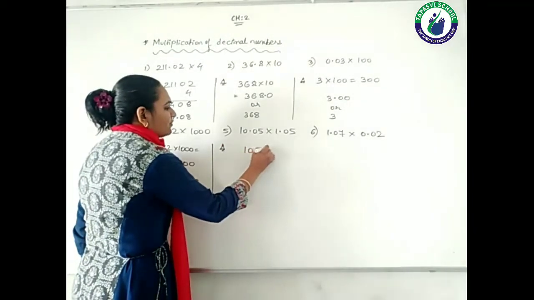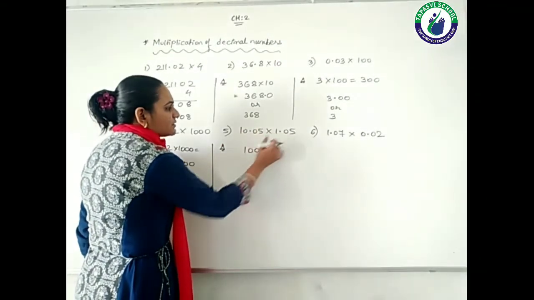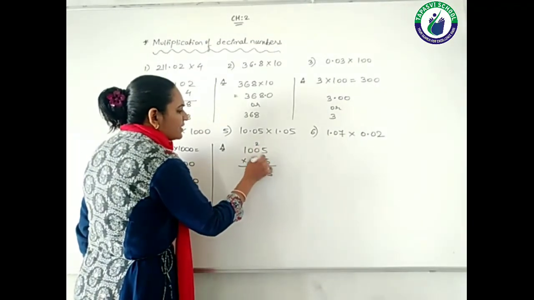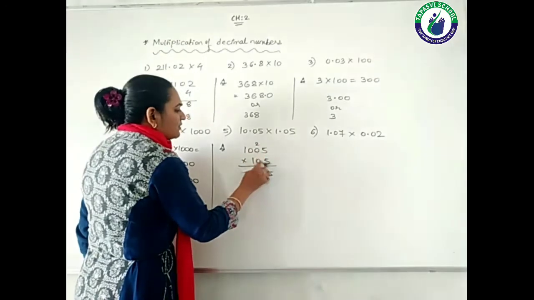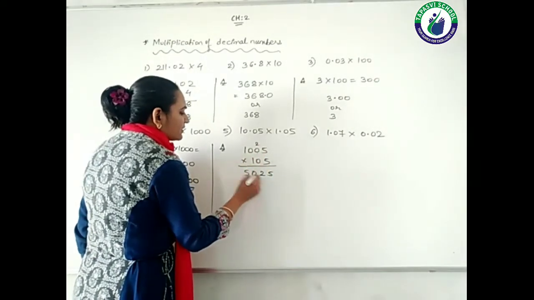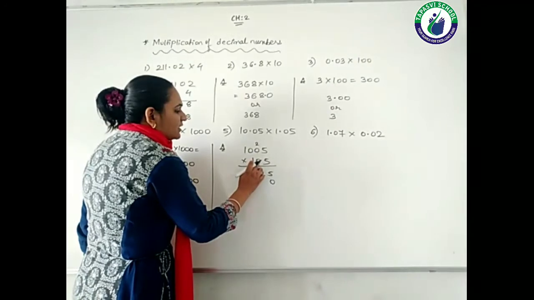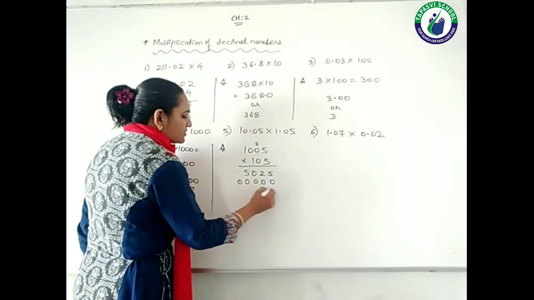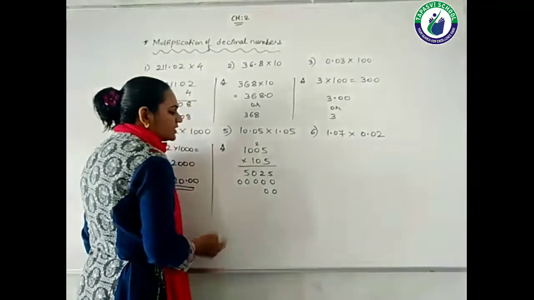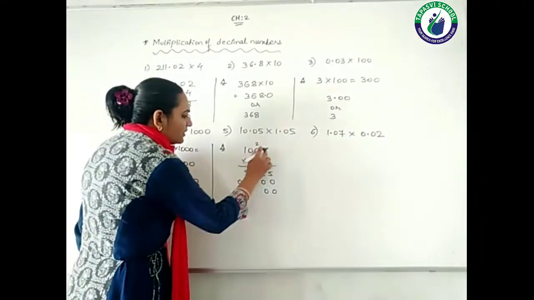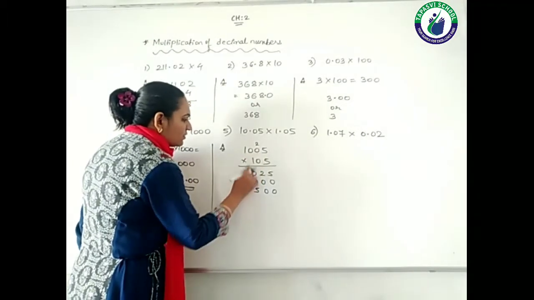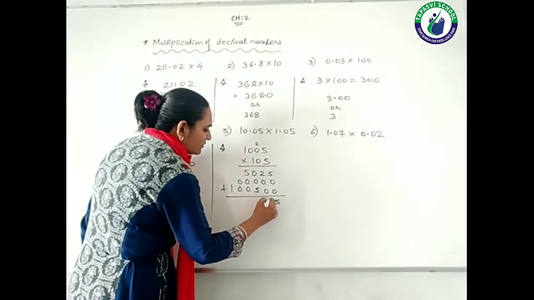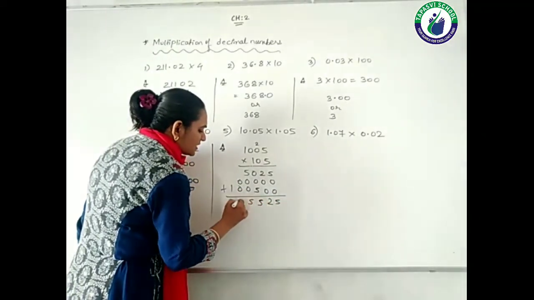So 1005, forget this point for now. Then multiply by 105. 5 5s are 25. 5 0s are 0 plus 2 is 2. 5 0 is 0. 5 1 is 5. Now we take this 0 term: 0 5 is 0, 0 0 is 0, 0 0 is 0, 0 1 is also 0. Now we'll give two zeros and we'll work out from 1. 1 5 is 5, 1 0 is 0, 1 0 is 0, and 1 1 is 1. Let's add them. So 5, so 2, then 5, then 5, then 0, then 1.